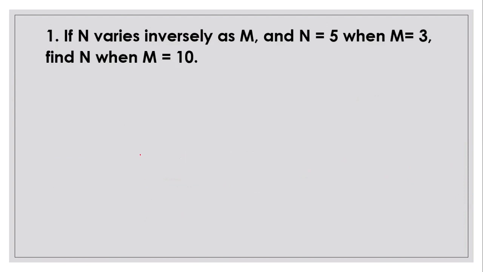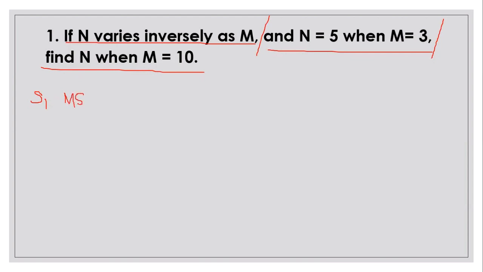Example number 1. If n varies inversely as m, and n is equal to 5 when m is equal to 3, find n when m is equal to 10. So, first step is to translate mathematical sentence into mathematical equation. If n varies inversely as m, so we have n is equal to k over m. Again, mga anak, tatandaan natin na ang constant ay small letter k. Okay, let's proceed to step number 2. Find the value of the constant.